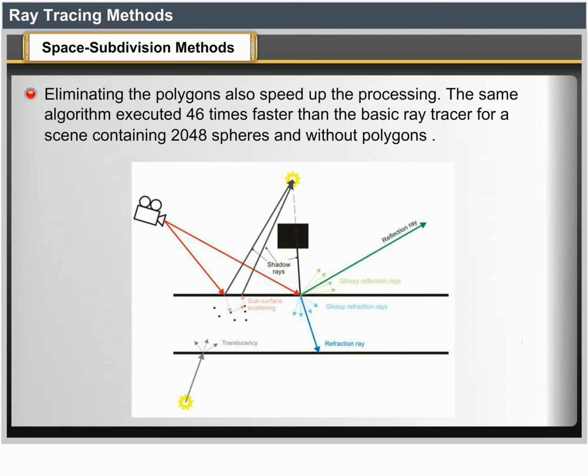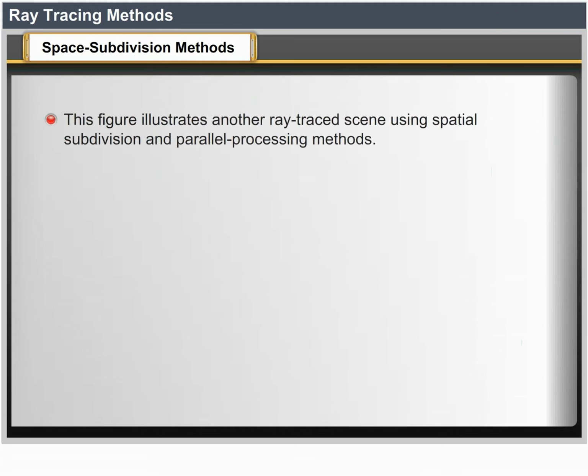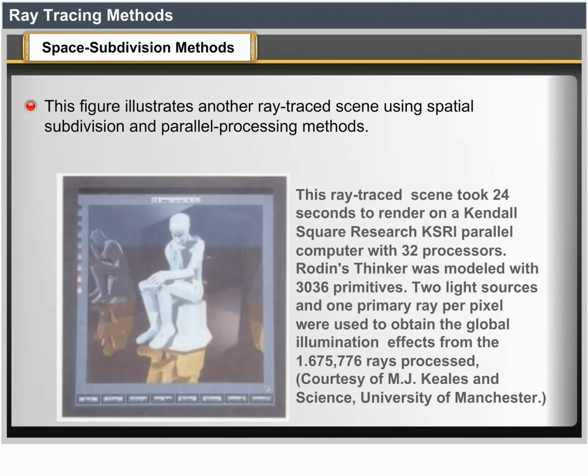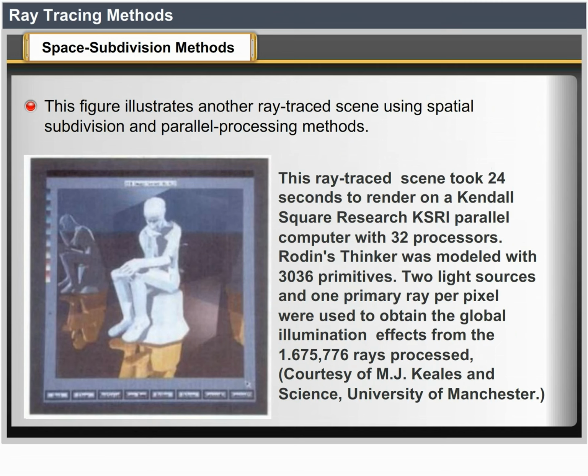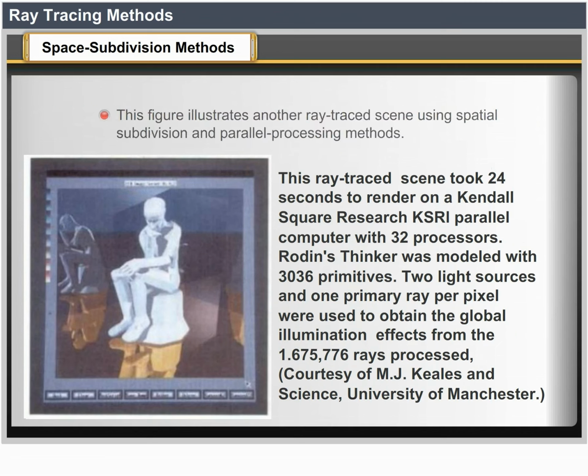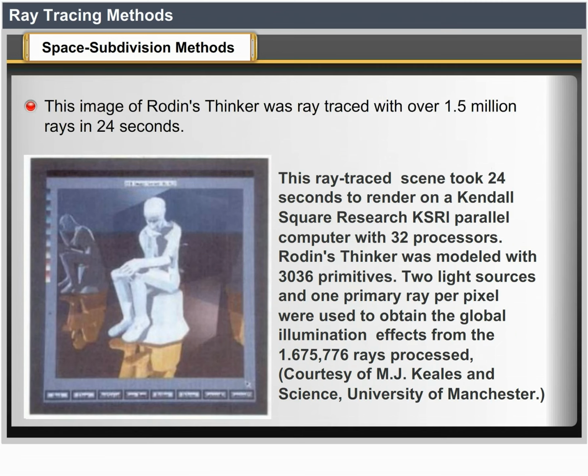This figure illustrates another ray traced scene using spatial subdivision and parallel processing methods. This image of Rodin's Thinker was ray traced with over 1.5 million rays in 24 seconds.